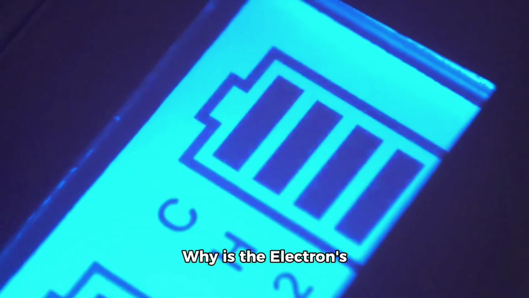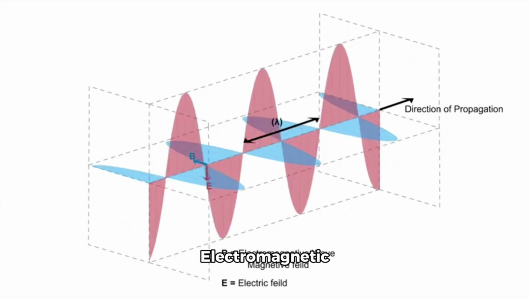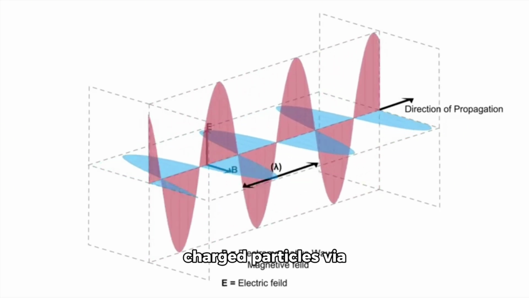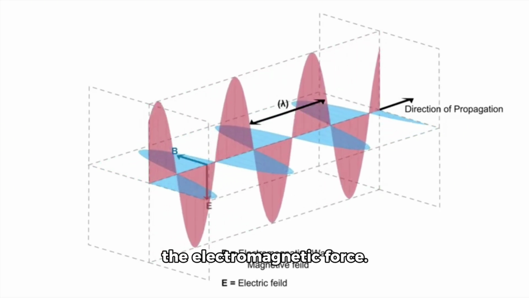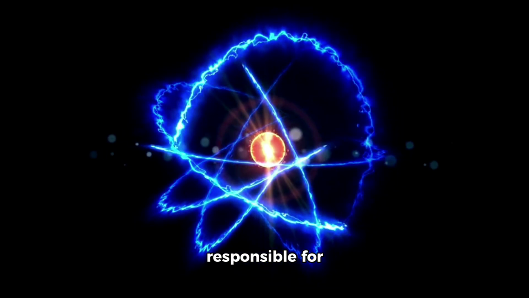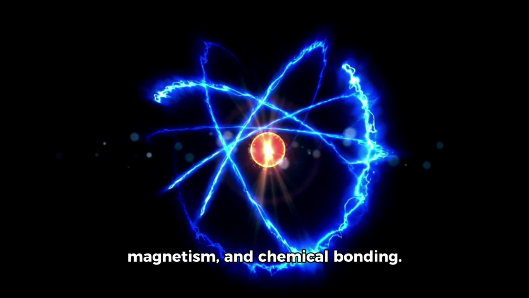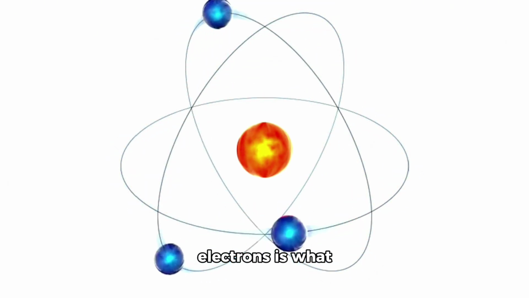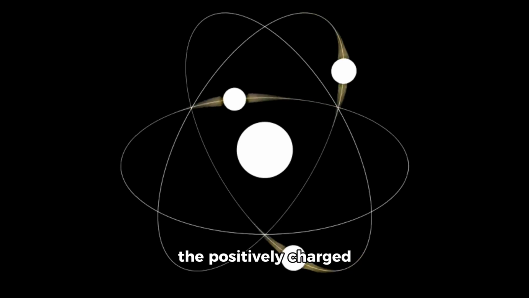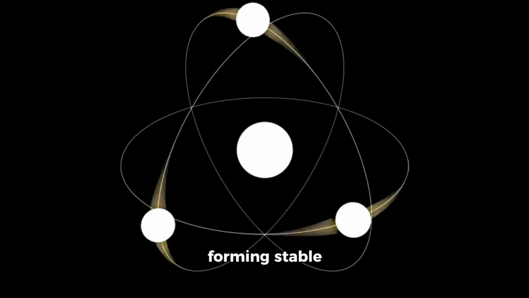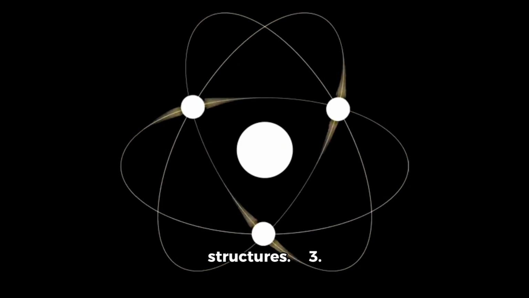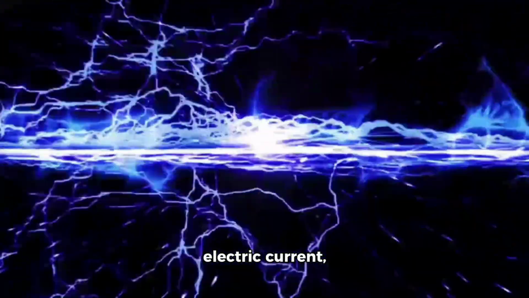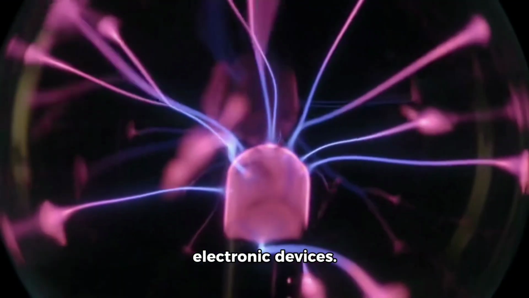Why is the electron's charge important? 1. Electromagnetic interactions. Electrons interact with other charged particles via the electromagnetic force. This force is responsible for electricity, magnetism, and chemical bonding. 2. Atomic structure. The negative charge of electrons is what keeps them bound to the positively charged nucleus in atoms, forming stable structures. 3. Electricity. The flow of electrons in a conductor creates electric current, which powers electronic devices.